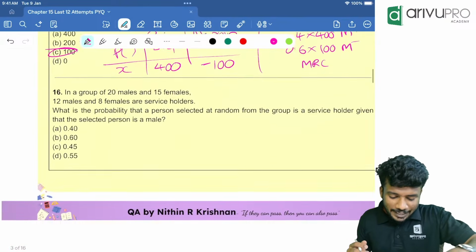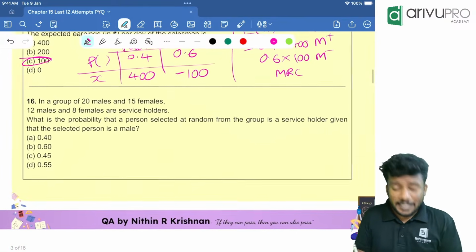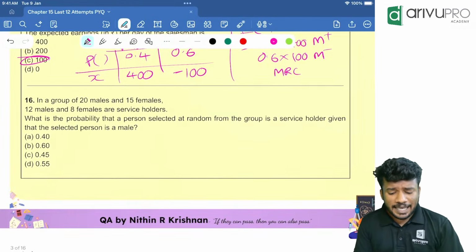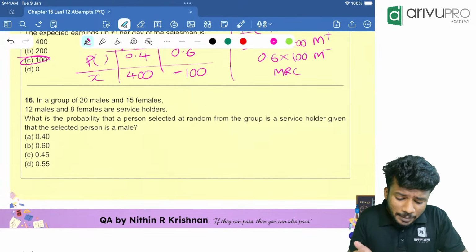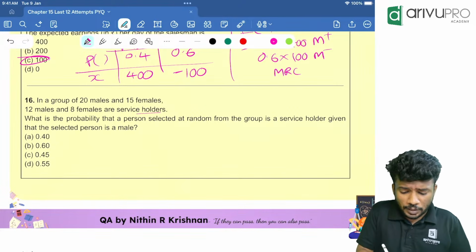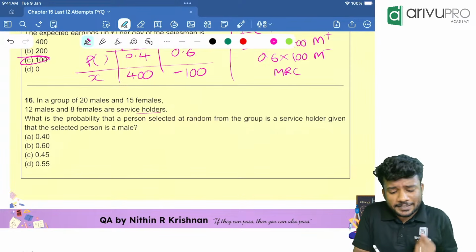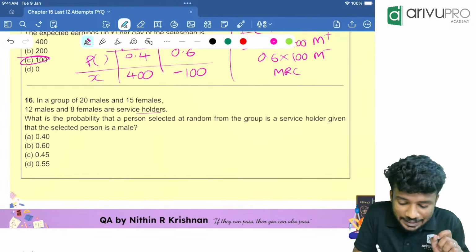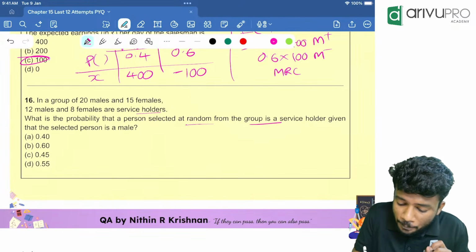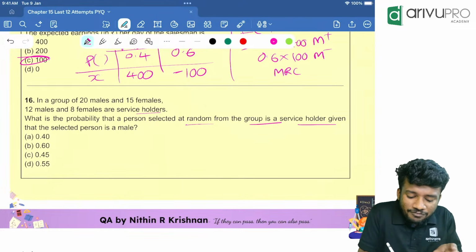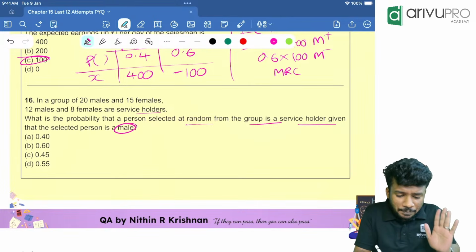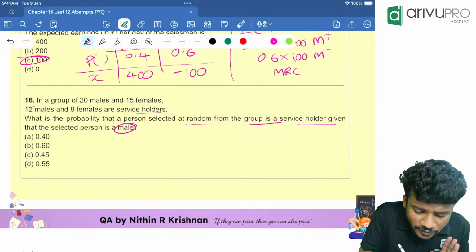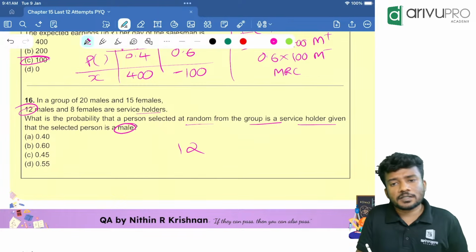Yes, perfect. Next question, the 16th question. In a group of 20 males and 15 females, 12 males and 8 females are service holders. Okay, very good question. What is the probability that a person selected at random from the group is a service holder, given that the selected person is a male? Okay, people, how many males are service holders? 12 males are service holders.